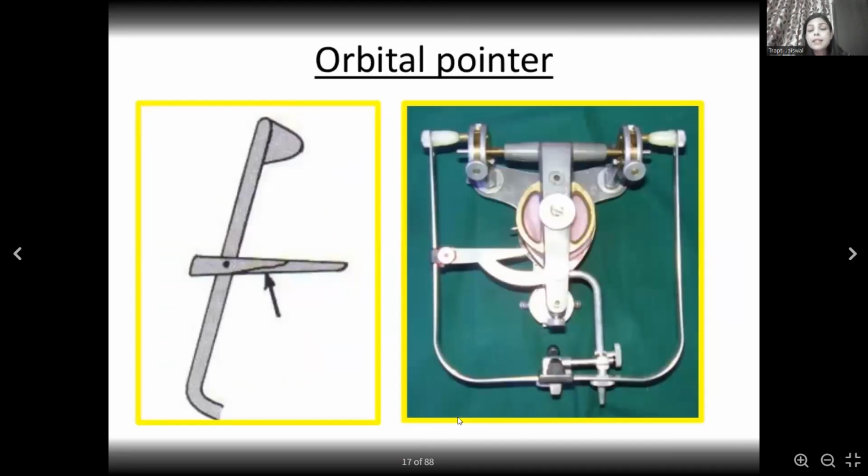Orbital pointer: it acts as an anterior reference point in this kind of facebow, the Hanau facebow. The inferior orbital margin is palpated in the patient's face, and the orbital pointer is placed at that position. So we get an anterior reference point with the help of this.